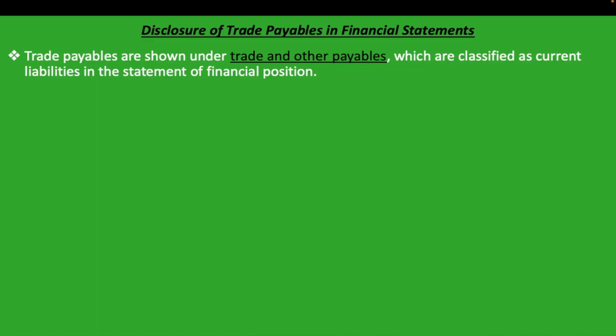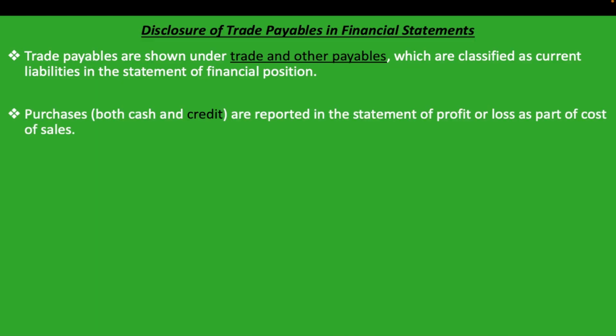And we'll explain now why the word other is there, because it may not just be trade payables, but you'll see shortly. Secondly, purchases, both cash and credit purchases, are reported in the statement of profit or loss, or the statement of comprehensive income, or the income statement. Those terms may be used interchangeably, as part of cost of sales. And so whenever we buy from our creditors or from our suppliers on credit, that will form part of our purchases or cost of sales.